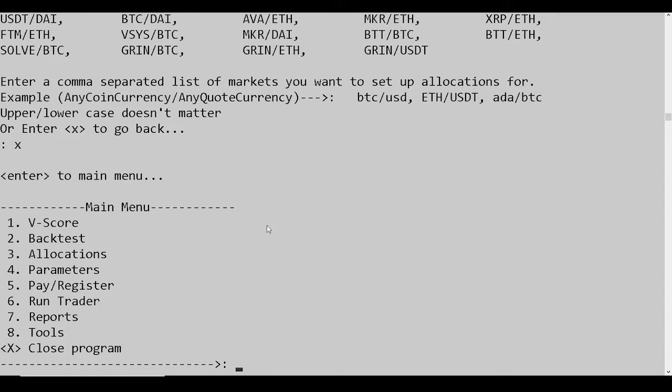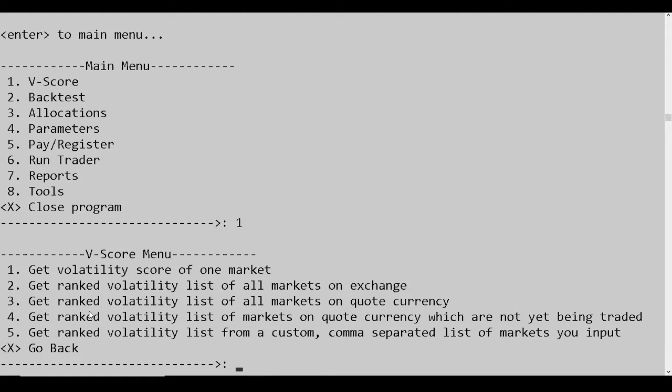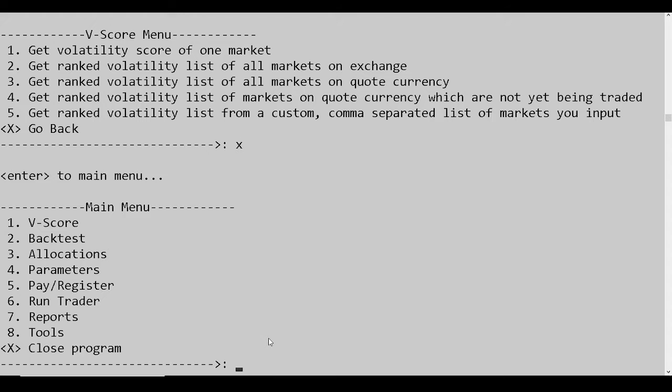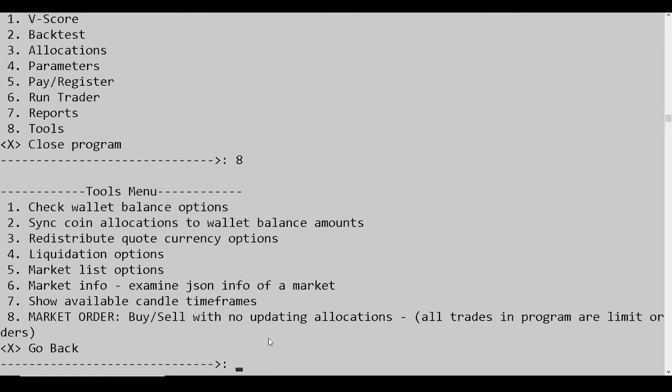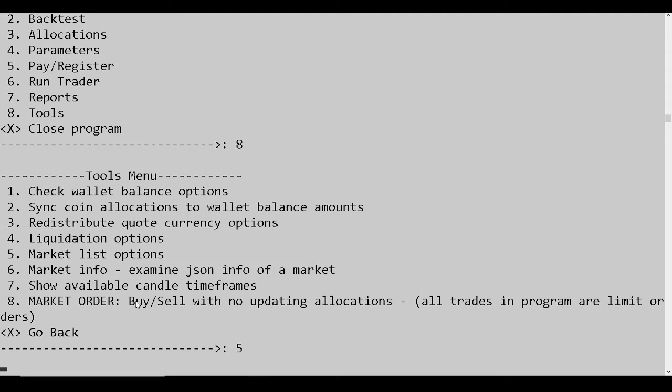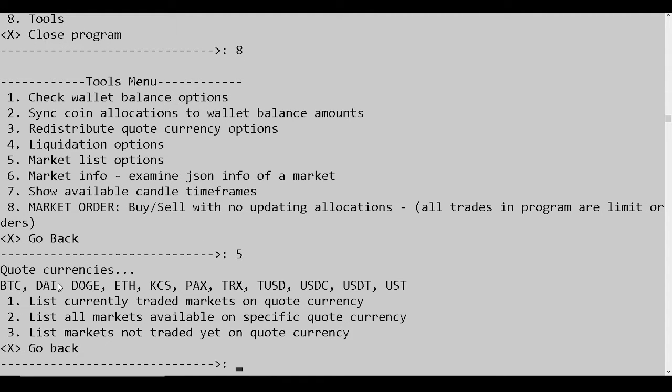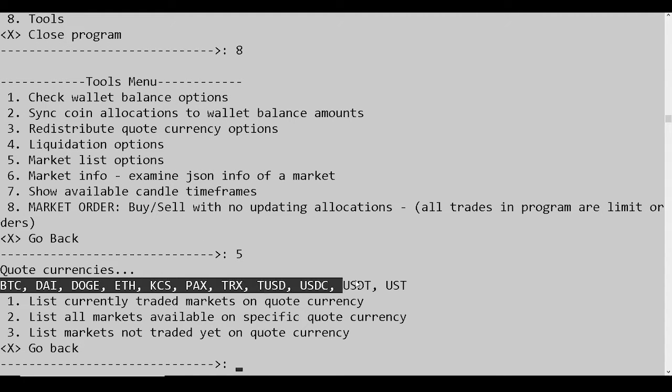and say that you would be getting a comma-separated list from a couple different places. One was the V-score menu, where you can get a sorted list from left to right of the highest volatility coins on a specific quote currency, or maybe markets you're not trading yet. Or you could get a comma-separated list from the Tools menu, market list option number 5. These are the available quote currencies on the platform.